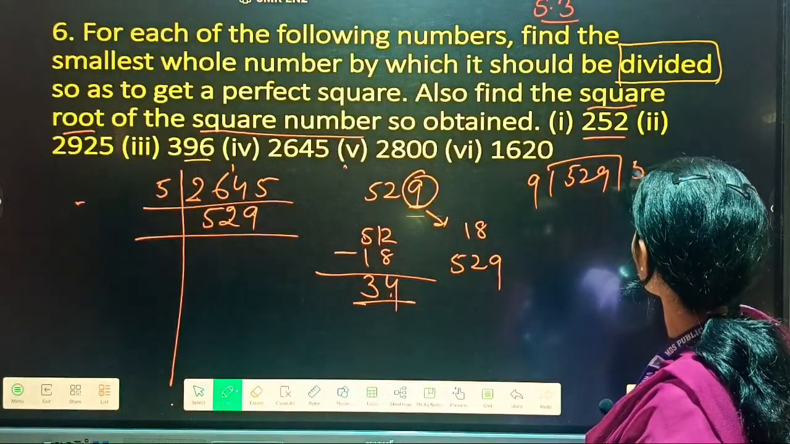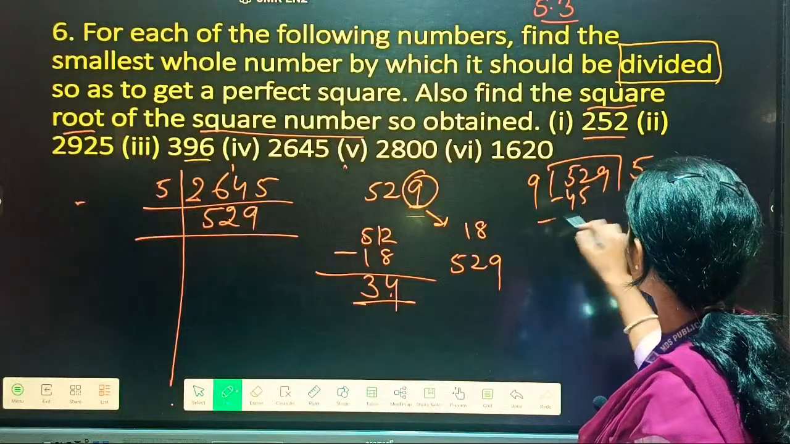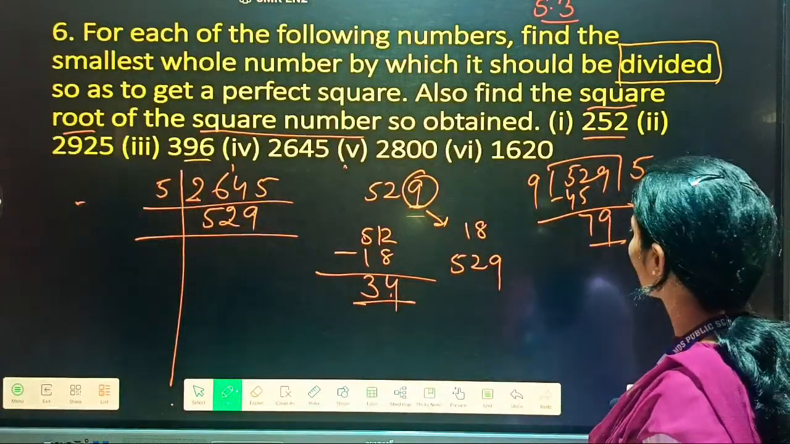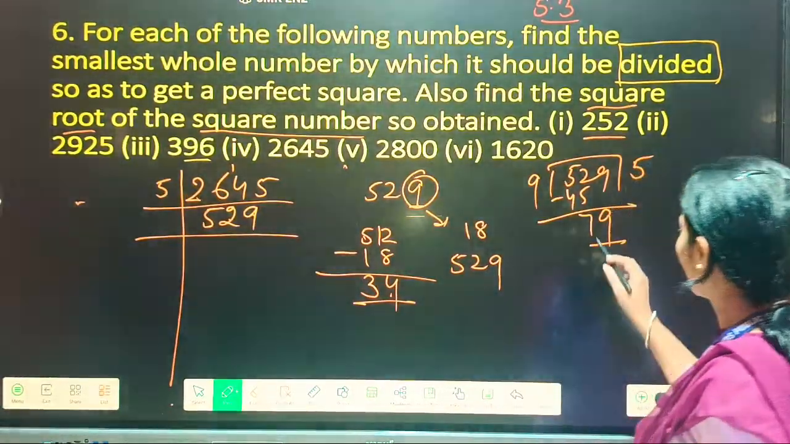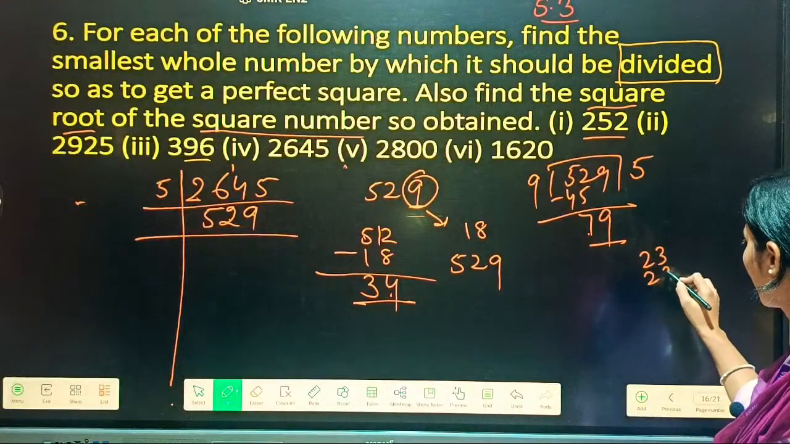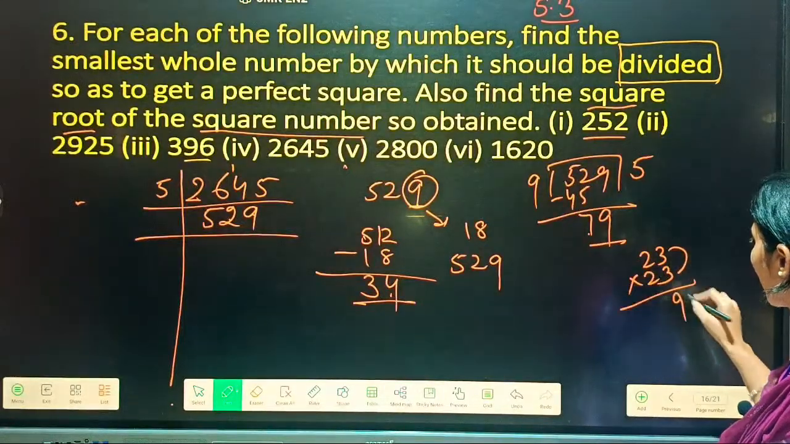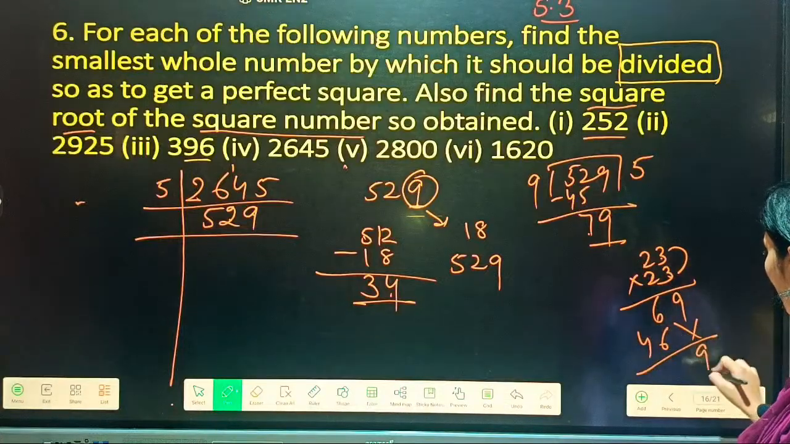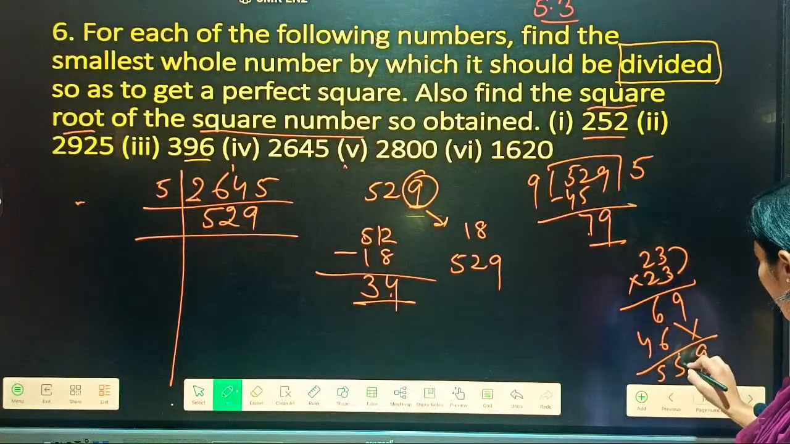9 5s are... 9 also not divisible by 9 also. Check with 23. 3 3s are 9. 3 2s are 6. Then 2 3s are 6. 2 2s are 4. 9 5. It is 12.